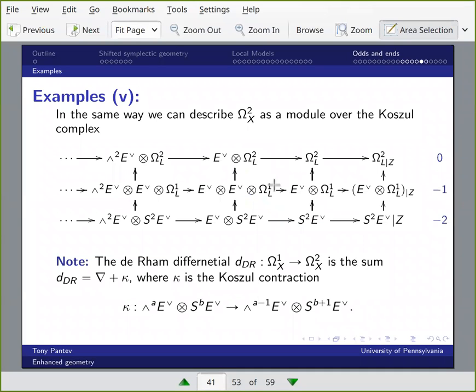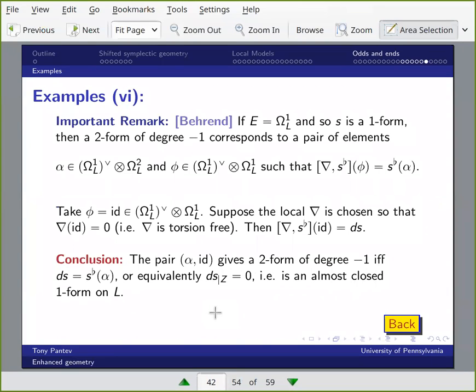And the derived differential that sends one forms to two forms is the sum of our connection and the Koszul contraction that contracts skew-symmetric sections with symmetric sections in the dual bundle. And you can actually say what a closed two form is of degree -1 in these terms. That's something that was somehow the prehistory of this whole theory of closed forms, which was discovered by Kai Behrend.